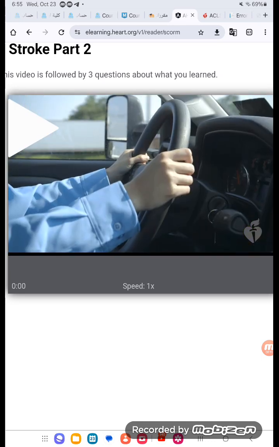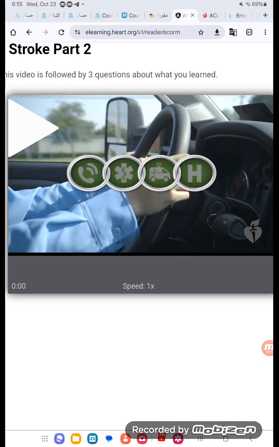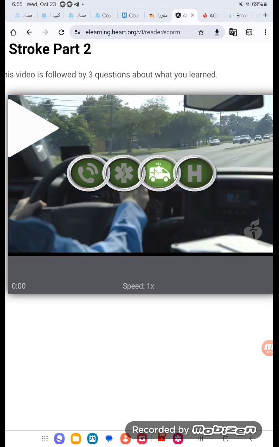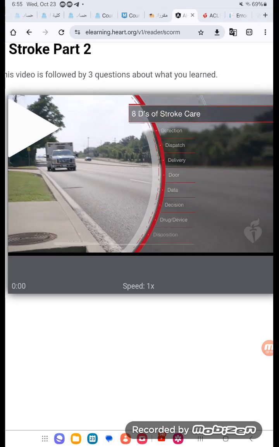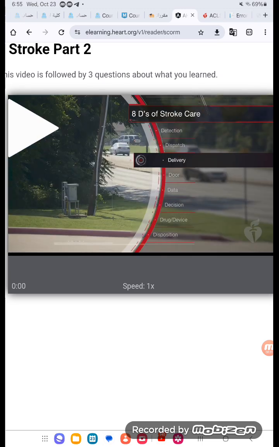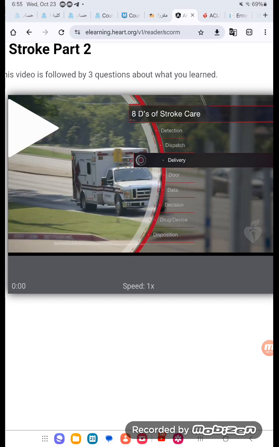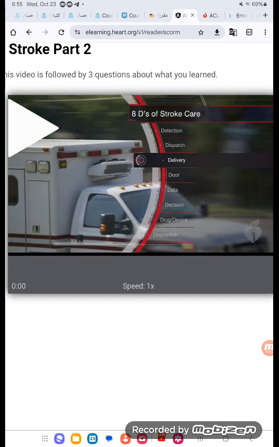The third link in the stroke chain of survival is rapid EMS transport to a hospital that is equipped to deal with acute stroke. This is also the third D of the 8 Ds of stroke care, delivery of the patient by rapid EMS transport.